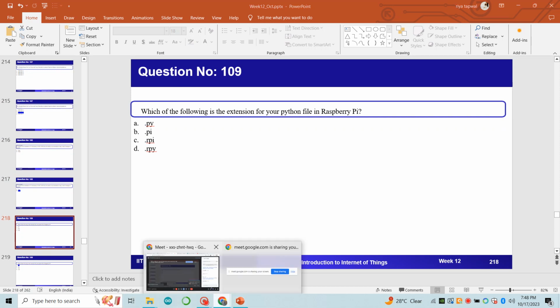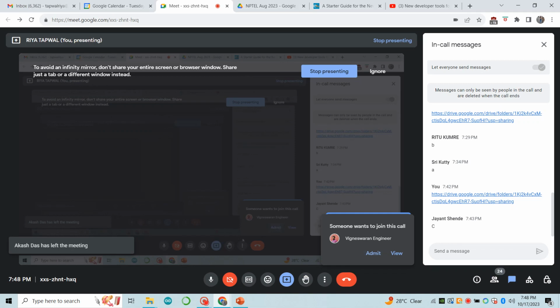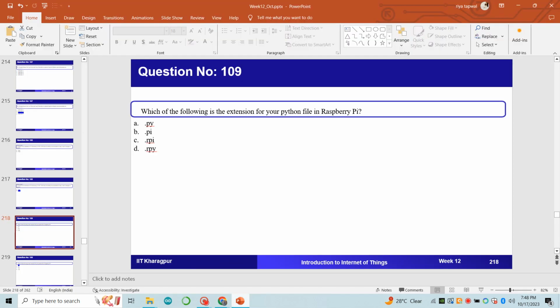Next question is, which of the following is the extension of your Python file in Raspberry Pi? Options are .py, .pi, .rpi, .rpy. Anyone? Extension of your Python file. So correct option for this is .py.